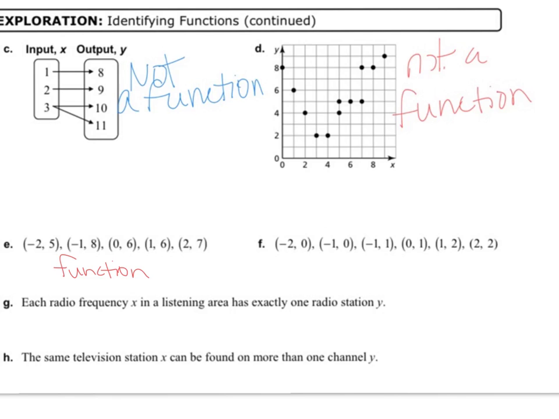In F, let's look and see if we see anything repeat. -2, -1, -1. Okay, well those repeat, so this is not a function as long as they have different numbers for their outputs, and that is the case here. Because we have a -1 with an output of 0 and a -1 with an output of 1, so not a function.